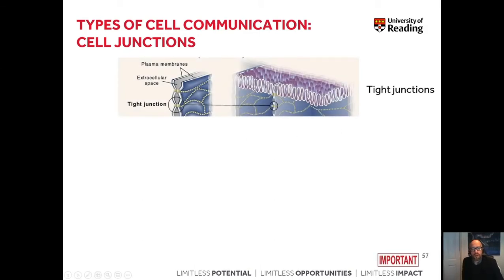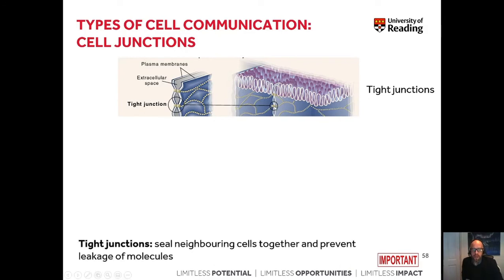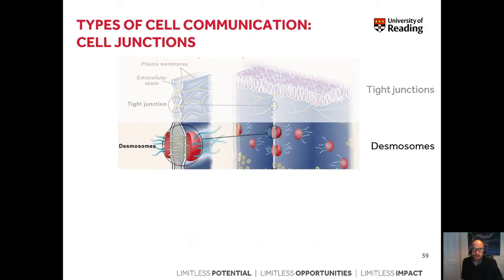What you can see here is a schematic drawing of two neighboring cells, with tight junctions indicated here. Again, as I mentioned before, tight junctions only allow communication between neighboring cells. They seal neighboring cells together and prevent leakage of molecules. They control exchange of those molecules.